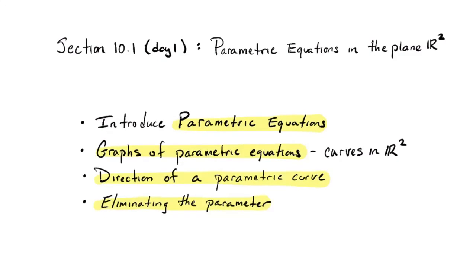Okay, so I've got four examples lined up for you. And in each one, I want to talk about what the graph of that parametric equation looks like. What's its direction? And can we understand some of that by eliminating the parameter, finding a direct relationship between x and y? Okay, so that's what's on the docket.